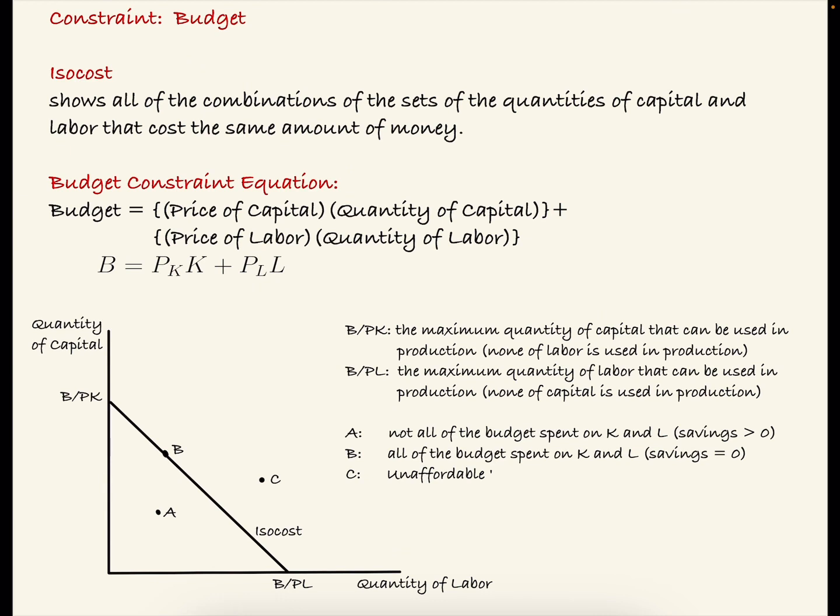If you look at point A, which falls inside of the isocost, not all of the budget is spent on K, capital, or L, labor, which means that we have savings, and our savings are greater than 0. If we take a look at point B, which falls on the isocost, all of the budget is spent on K, capital, and L, labor, which means we have 0 savings. And point C, which falls outside of the isocost, is unaffordable.